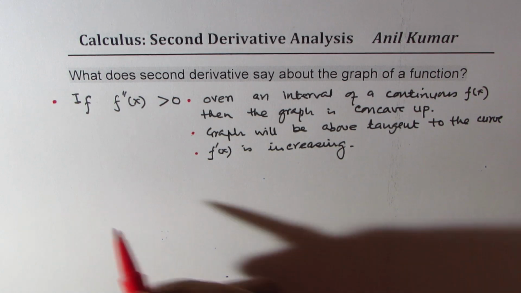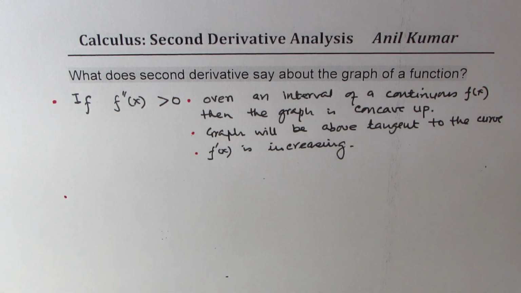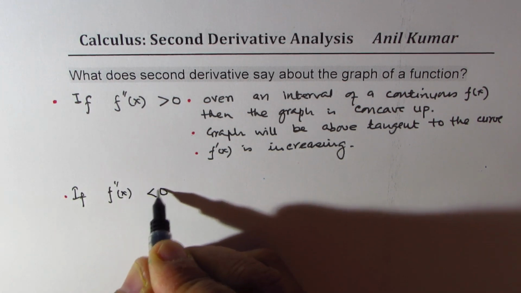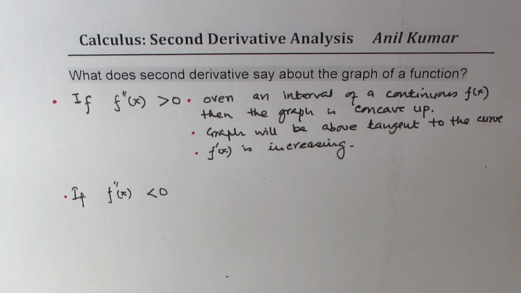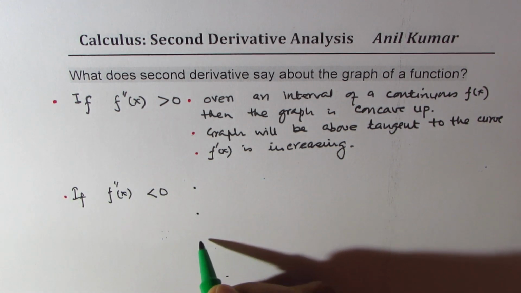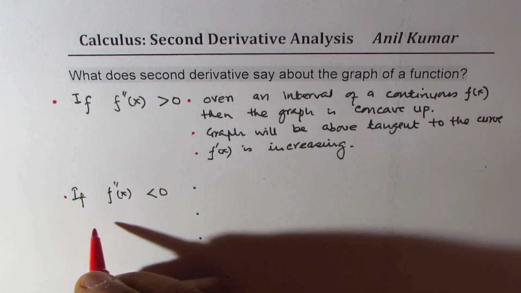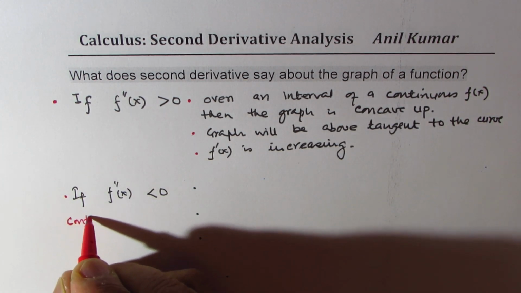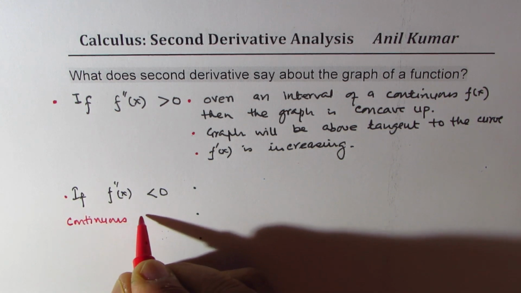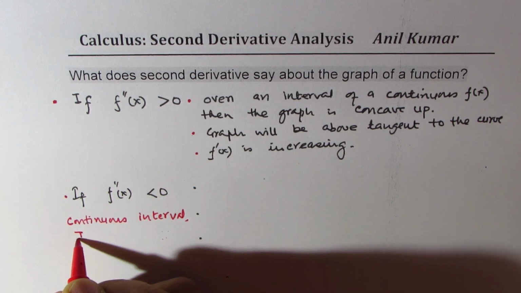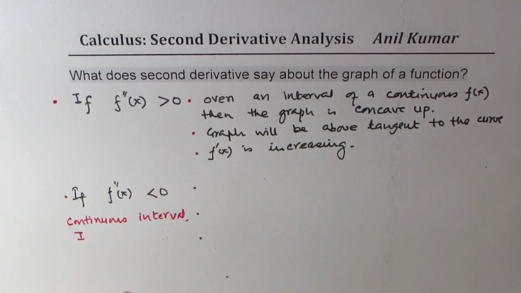Perfect. Now in the second case, if the second derivative is less than 0, what happens? You can write it down. Perfect. And in all the three cases, we are talking about a continuous function, rather interval. We'll call this interval I, right? Continuous interval I. So all this is being defined in a continuous interval I, correct?